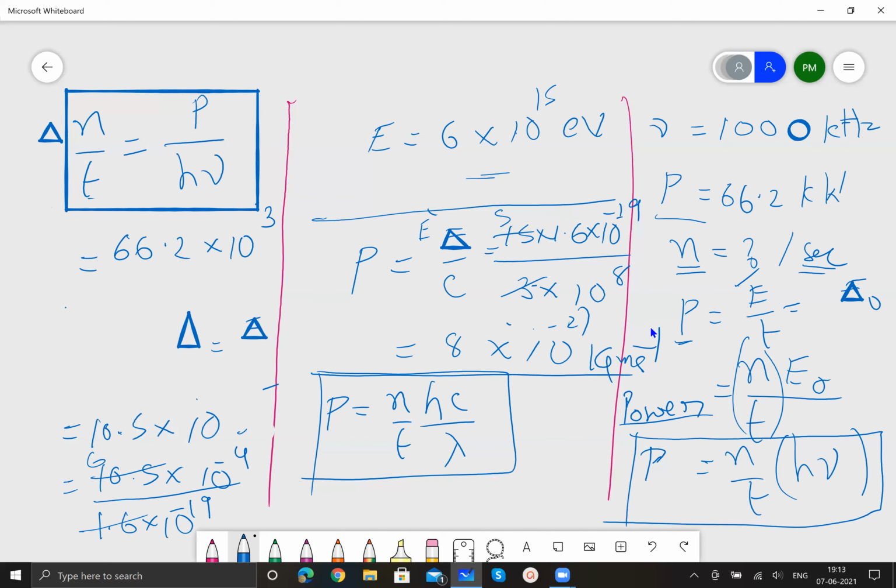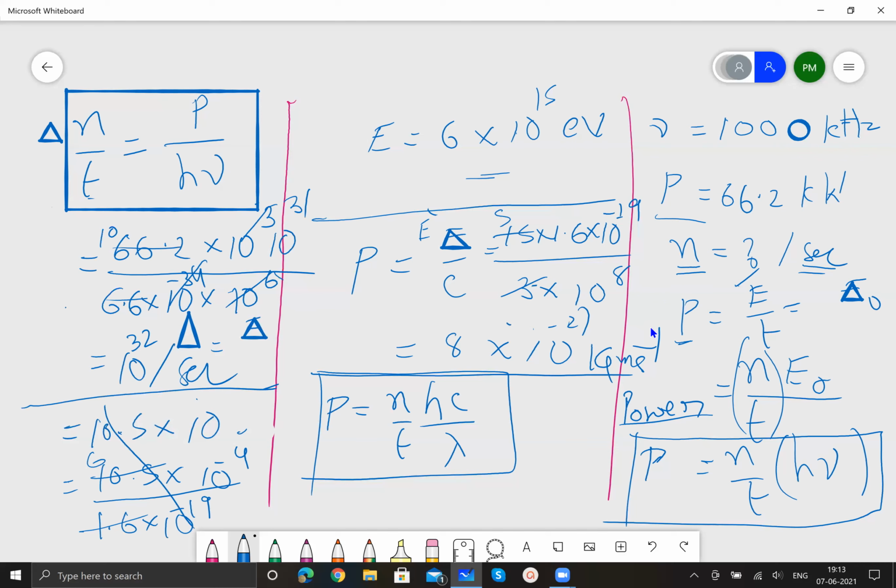6.2 kilowatts is given, so it should be converted into watts, into 10 to the power of 3. Then 6.6 into 10 to the power of minus 34, Planck's constant. 1000 kilohertz is 1000 into 10 to the power of 3, 10 to the power of 6. So minus 34 plus 6 is minus 28. Plus 28 means 10 to the power of 31, nearly 10 to the power of 32 photons are released in every 1 second.